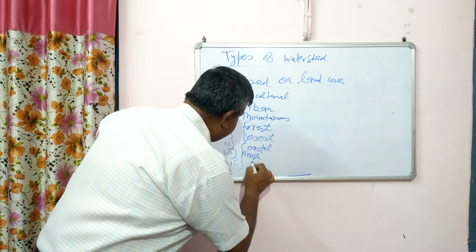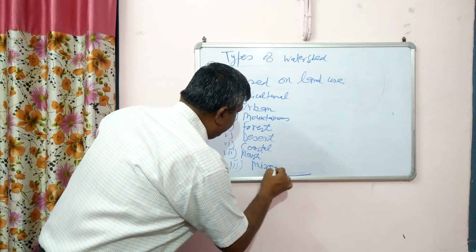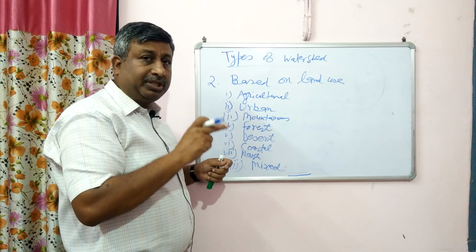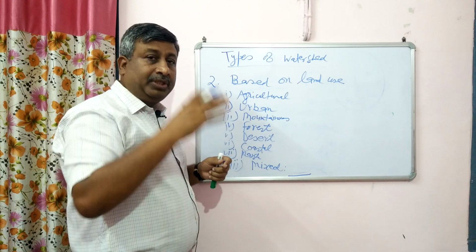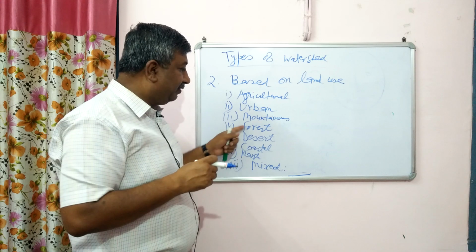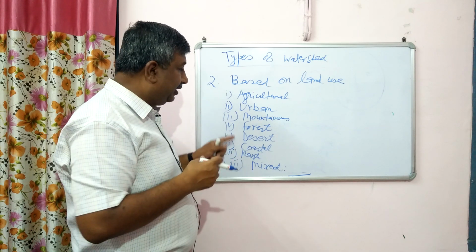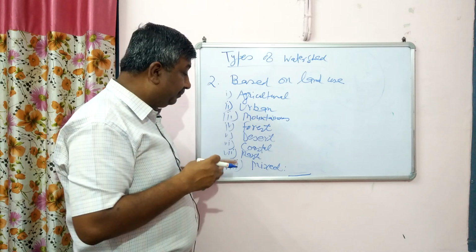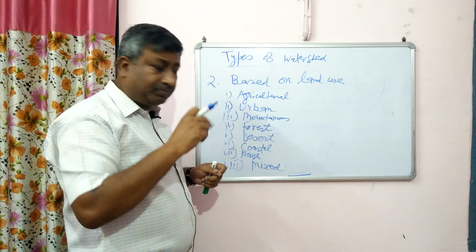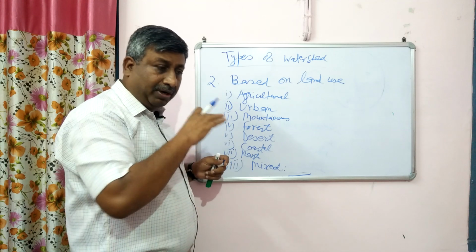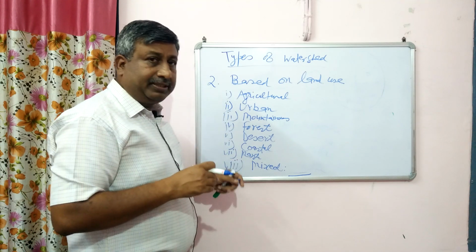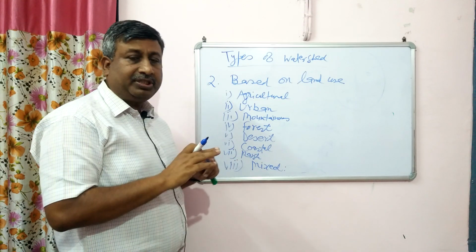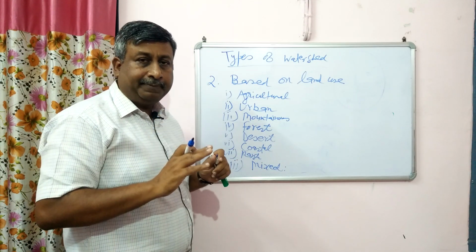And another is the mixed type of watershed. Actually, in an agriculture watershed, agriculture is dominant; in an urban watershed, buildings are dominant; in a mountain or hill region, rock is dominant; in a forest, tree species are dominant; in a desert, sandy soil dominates; in a coastal one, sea water intrusion; in a marsh, muddy water, mud is there, waterlogging is there. And in mixed, there are different types of characteristics. So in a mixed type of watershed, there is no dominant characteristic.